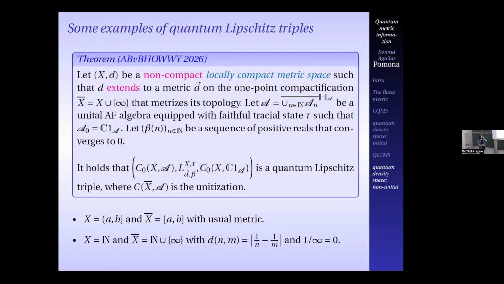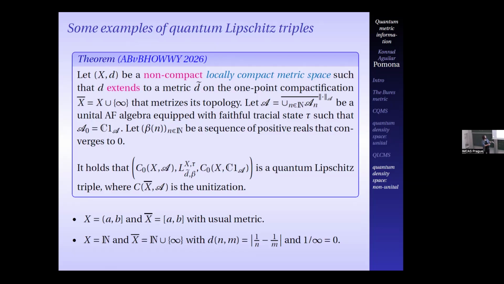So with these settings, you do get the situation where the unitization now automatically gives you a compact quantum metric space. Or, as another example, the one-point compactification, you could put this metric on as well. So basically, this is just saying that C0 of X, where X is something like this, gives you a quantum Lipschitz triple and also a quantum locally compact metric space.